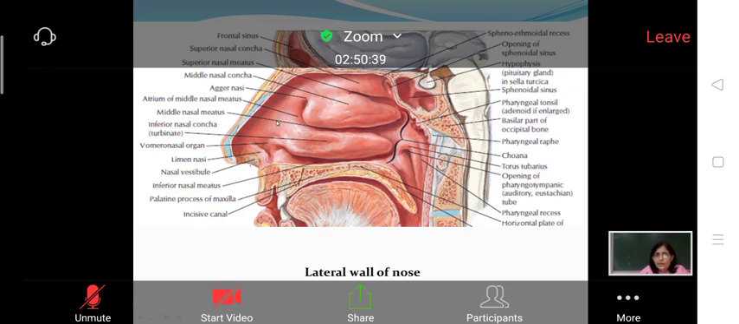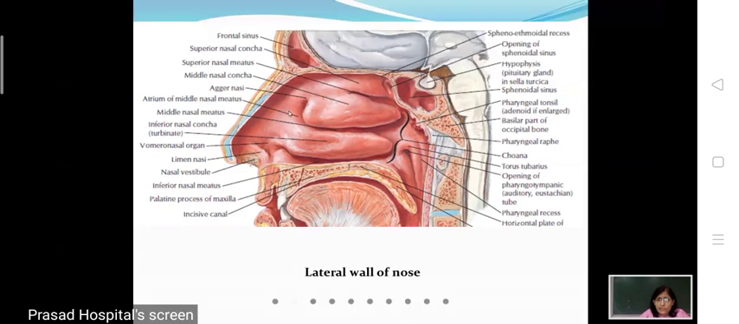The middle part of nose is this smooth depressed part. This is called atrium of middle nasal meatus. This area is called atrium of middle meatus. Okay, atrium of middle meatus. This atrium is bounded inferiorly by limen nasi and superiorly by a mucus ridge called agger nasi. Agger nasi.